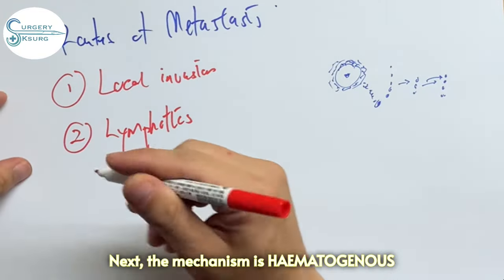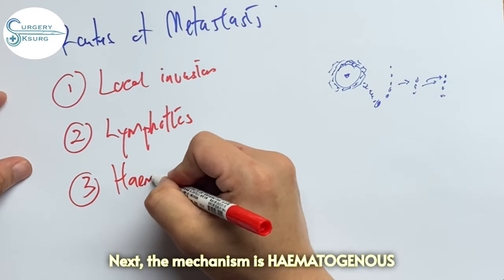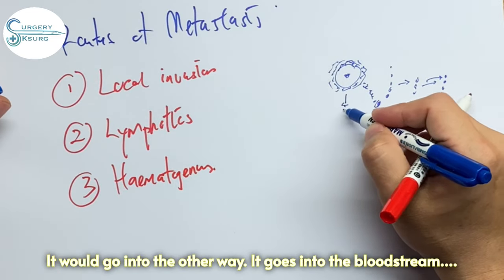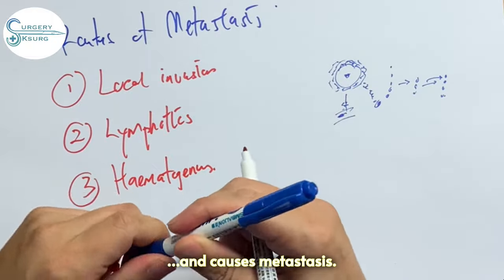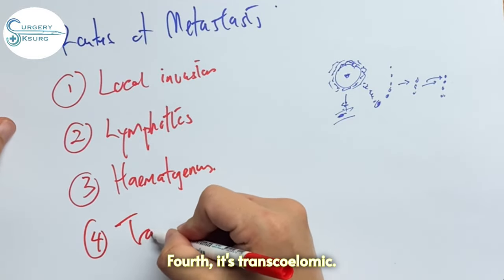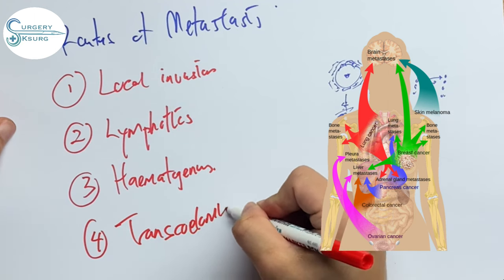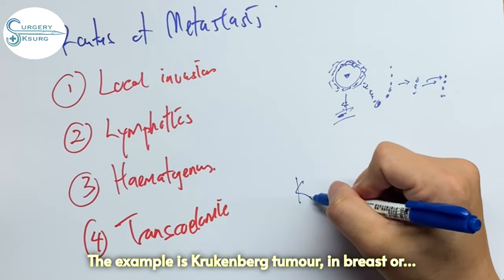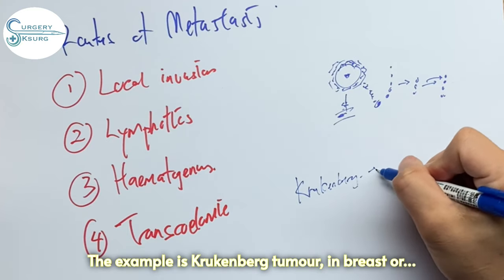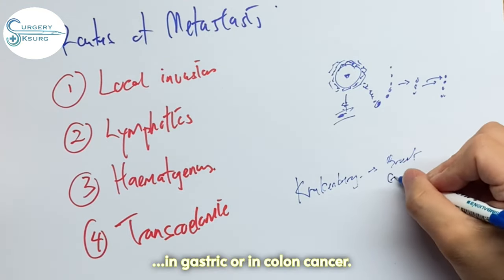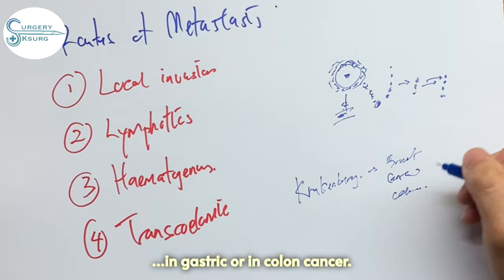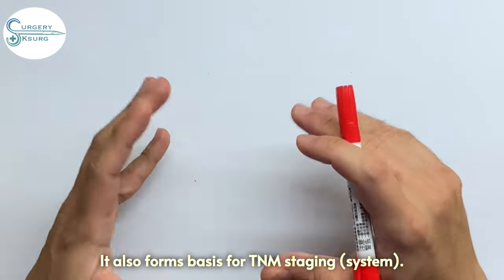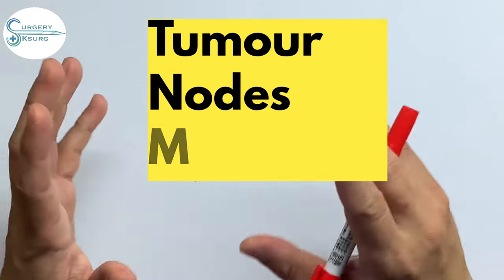Next, the mechanism is hematogenous, so it will go into the bloodstream and cause metastasis. And fourth is transcoelomic metastasis. An example is the Krukenberg tumor in breast, gastric or colon cancer. The route of metastasis is important. It also forms the basis of the TNM staging.